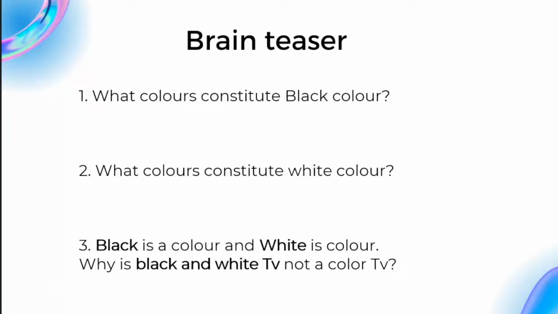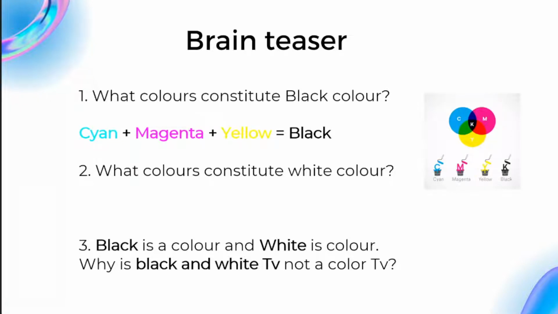Does anyone have an idea of this? Cyan, magenta and yellow. We remember yellow is a primary color. Yellow is a primary color, and you have red and blue. So if you want a black color, you mix all of these three colors together to get black.